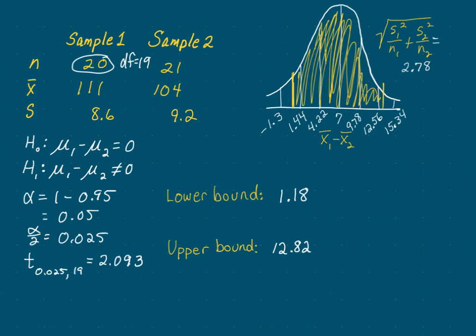But what is our null hypothesis? Our null hypothesis is that the difference between those two means is equal to 0. Is 0 within that confidence interval? No, 0 is approximately there. So we reject the null hypothesis and we say with a 95% confidence level that the means of the populations from which these samples came are not equal.